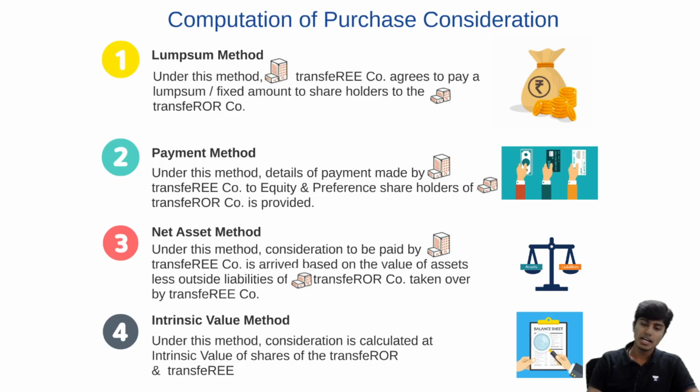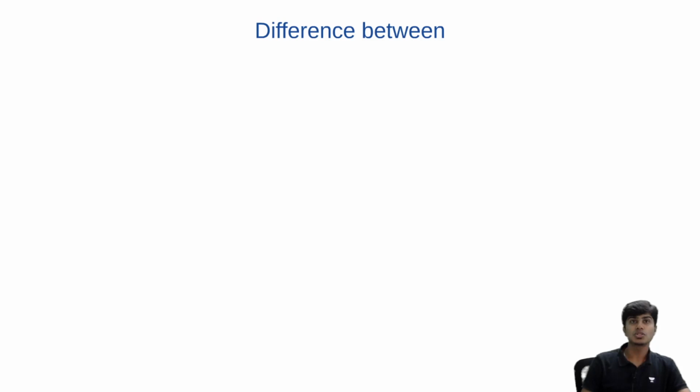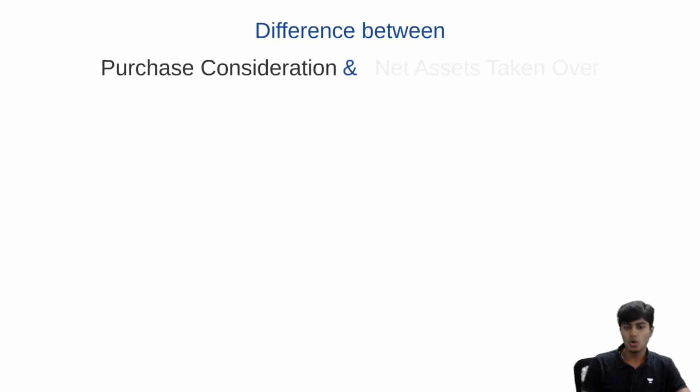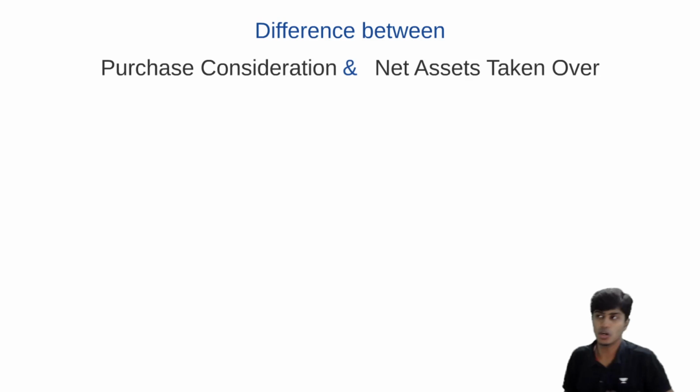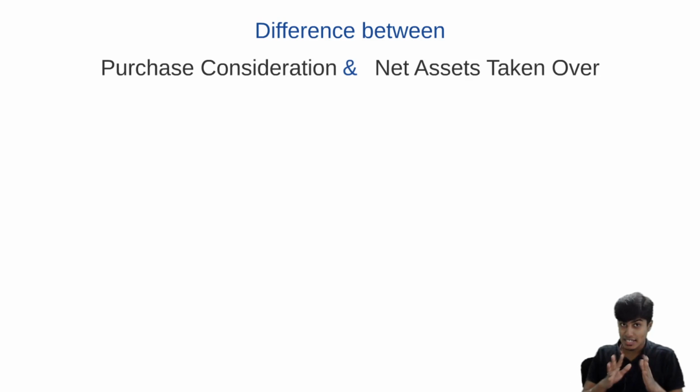We discussed this. Under this method, consideration is calculated at intrinsic value, using the shares of transferor and transferee. Then we went on to see the difference between PC and NATO. How do we take care of it? PC is what we give, NATO is what we get as transferee.